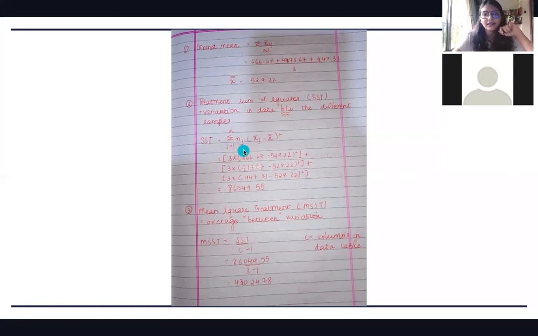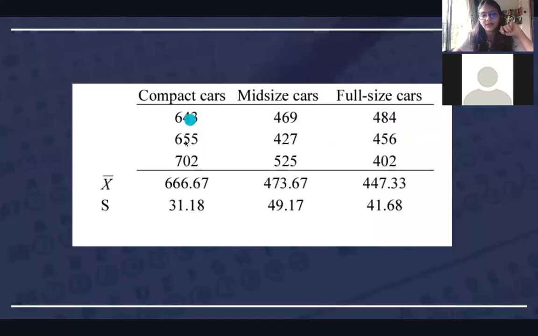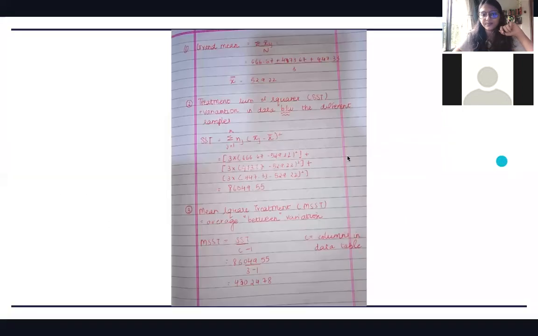Out here, your n stands for the number of rows. As we know, the number of rows is 3 for this, 3 for this, and 3 for this. So out here, all of them are 3, and this is the mean of the independent group minus the grand mean, and you square it and add, and you find this as your answer. So this is your SST.